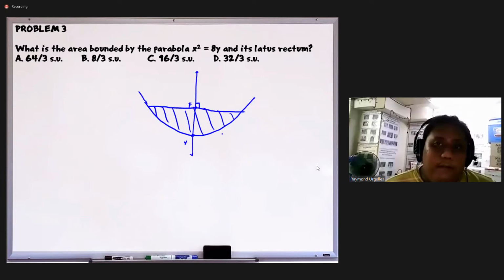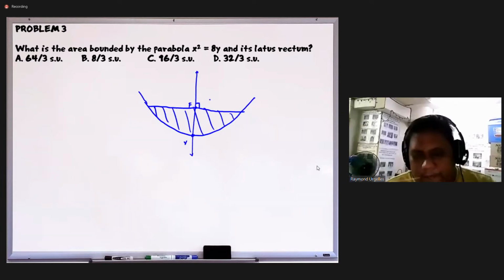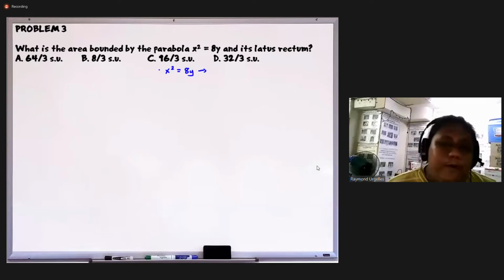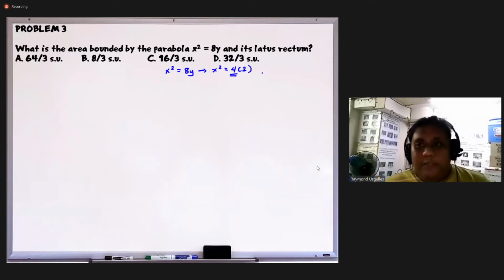No? So for this problem. Okay? So kaya first, let's try to draw, diba? So yung parabola natin. Okay? So we are given this one. So x squared is equal to 8y. So let's change this, diba? So to its standard form. So ang standard form nito will be x squared is equal to, so this is 4 times 2. So lagi kayo mag-factor out ng 4 dito. Diba? Especially pag nag-involve ng latus rectum sa focal point.